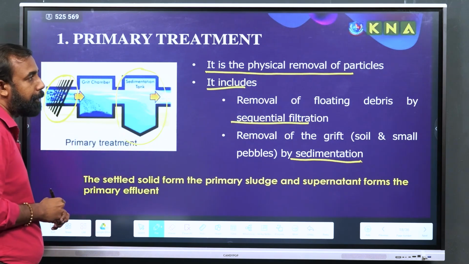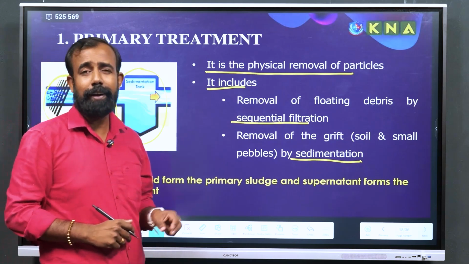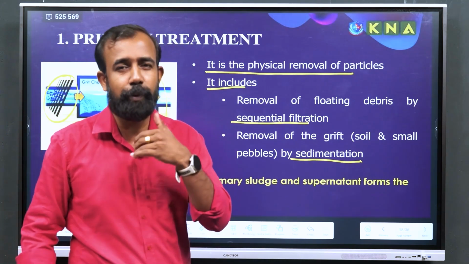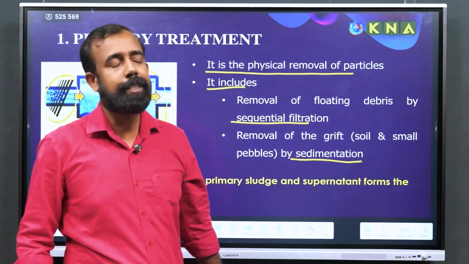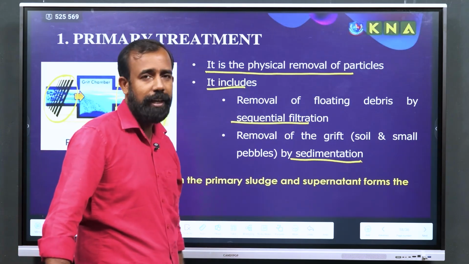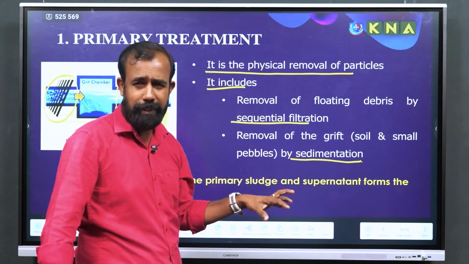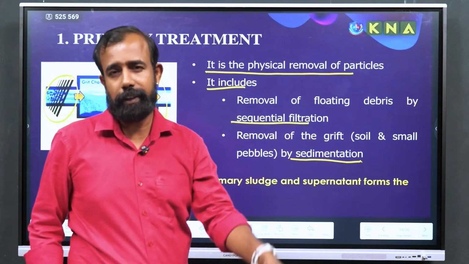This is a primary treatment. A primary treatment has two steps. First one is sequential filtration, where we are removing the floating debris. And second one is sedimentation. Here we are removing the grit. What is grit? Soil and small pebbles which are dissolved in the water.